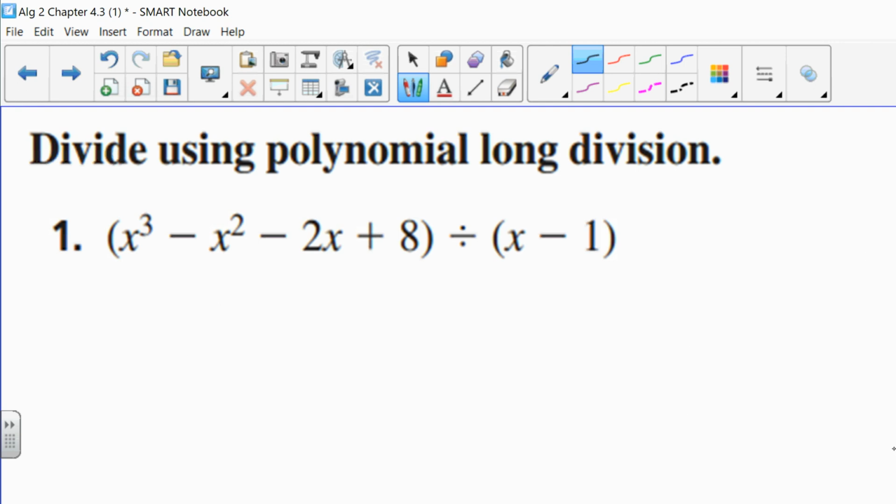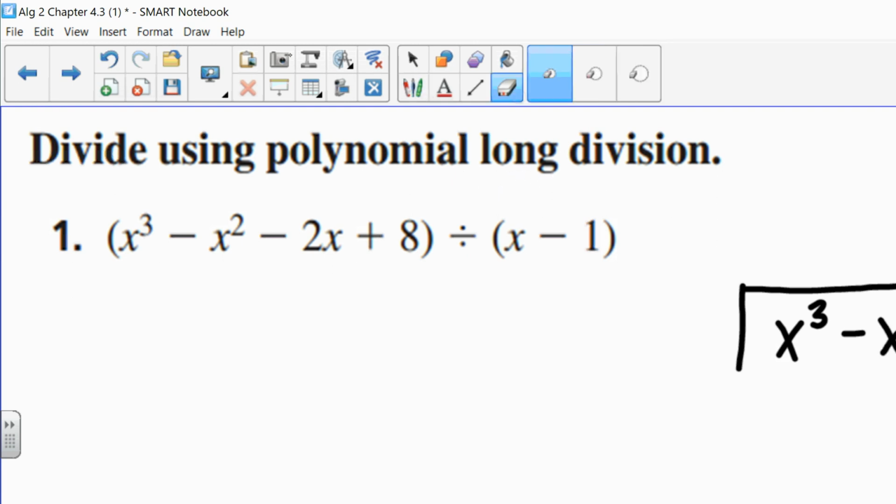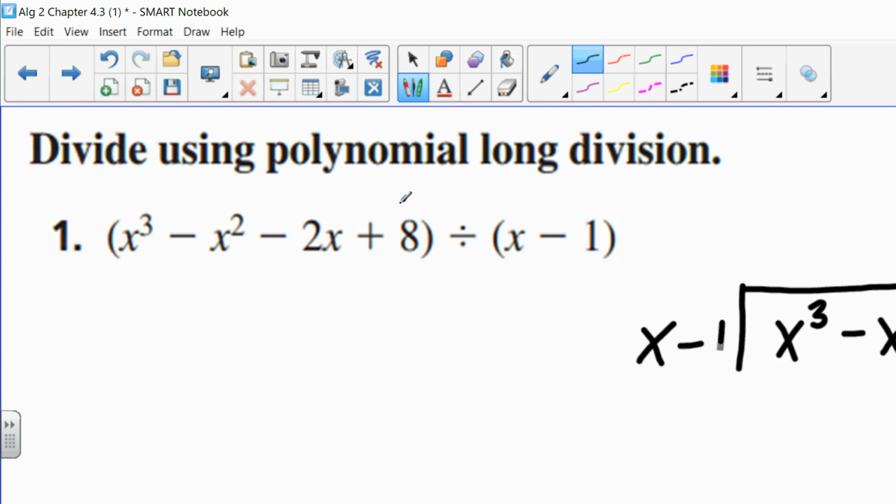Let's look at the next one. All right, so we're going to set it up. Inside is going to be x cubed minus x squared. I don't know why I wanted to put plus. Minus 2x plus 8. And what goes on the outside is x minus 1.